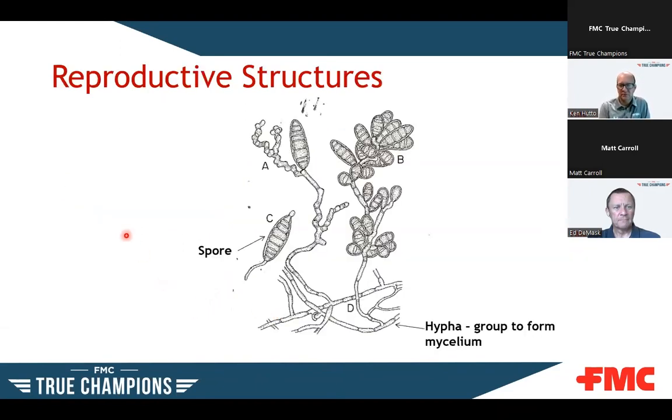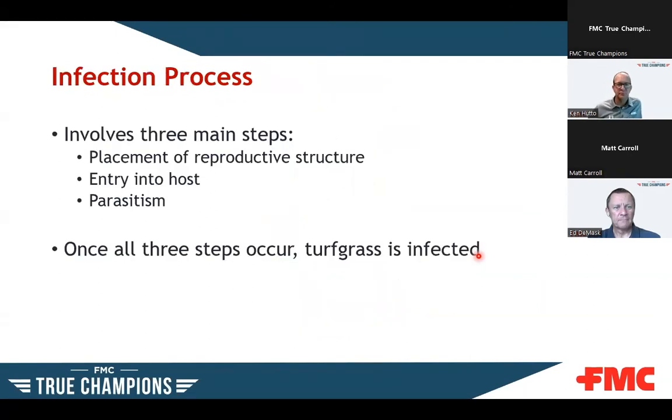Different characteristics as far as reproductive structures. A lot of diseases, or fungi, will create spores as well as hyphae as main ways that they can spread from plant to plant. The infection process basically involves 3 different steps. The placement of the reproductive structure, say if it's a spore and it lands on the leaf, then how it enters the plant, and the parasitism is basically how it steals nutrients and the like from the plant to survive and spread.